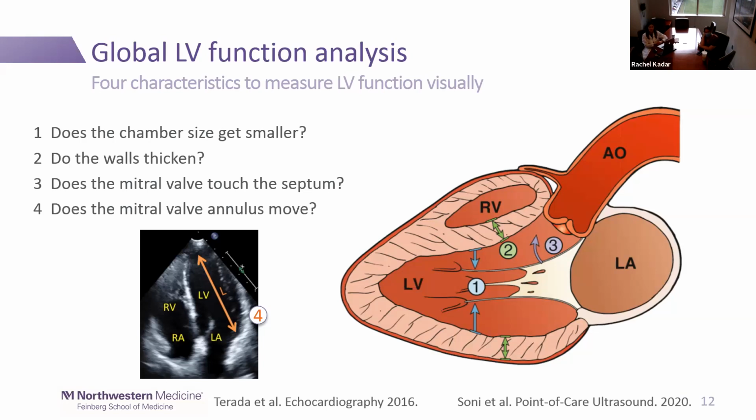When I do this, there are 4 questions that I ask myself. Those questions are: 1, does the chamber size get smaller? 2, do the walls thicken? 3, does the mitral valve touch the septum? And 4, does that mitral valve annulus move?